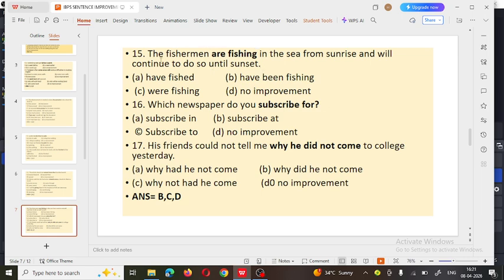See friends, when we want to choose an option, we must see what the meaning of the sentence is and what our intention is behind it. Then only is it possible to choose the appropriate option.